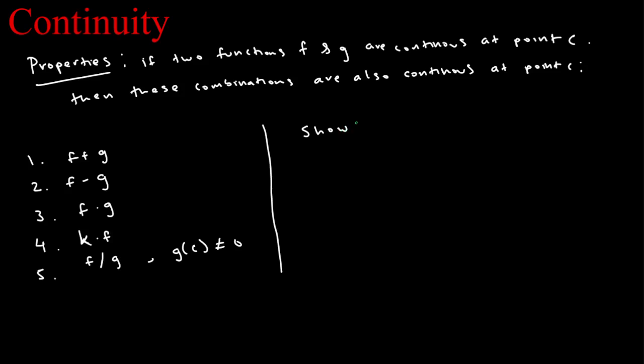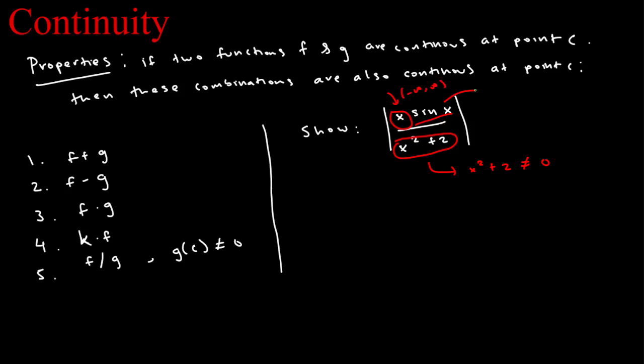Show that the absolute value of x sine x over x squared plus 2 is continuous. So we can treat each part of these as different functions. So let's say x is a certain function, sine x is another function, and x squared plus 2 is another function. We know that x squared plus 2 is never equal to 0, because it's always positive. We know x is defined for all values, from negative infinity to infinity, and so is sine x. And because all of these functions are defined from negative infinity to infinity, and the denominator is never 0, that means we can use these properties.